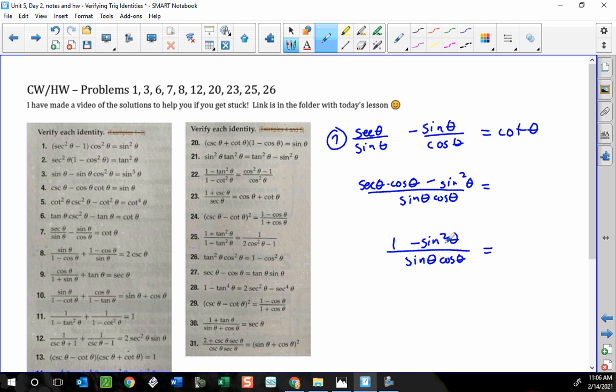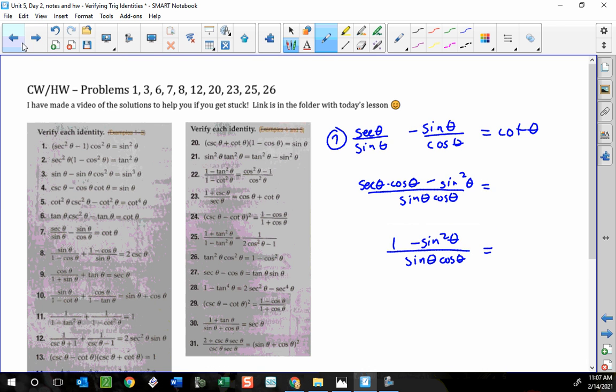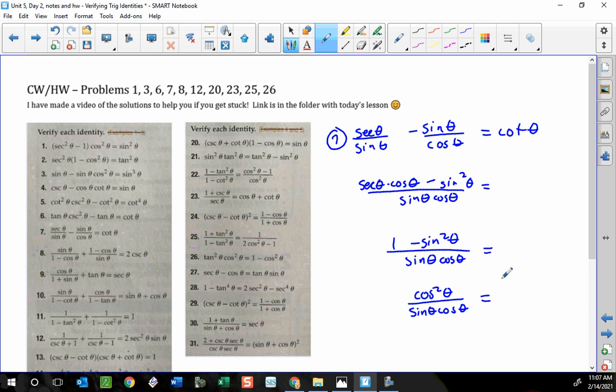All right, 1 minus sine squared, that's a Pythagorean identity. 1 minus sine squared is cosine squared. Oopsie. So I have cosine squared on top over sine and cosine. All right, so just some simple algebra. One of these cosines cancels with one of those, so I have cosine over sine left. Well, cosine over sine is cotangent. All right, and so as you start to do these more, you get more familiar with things and you start to see them and you're like, oh, I see, it's coming.